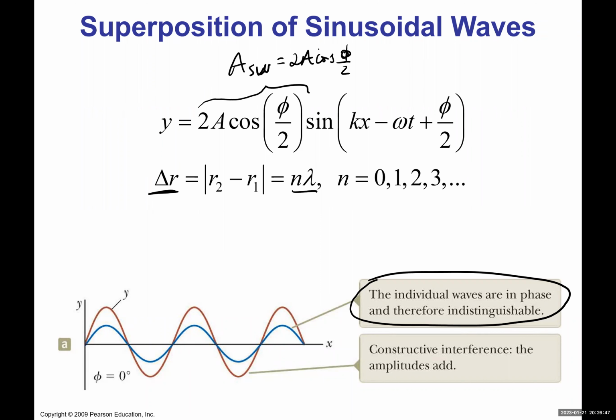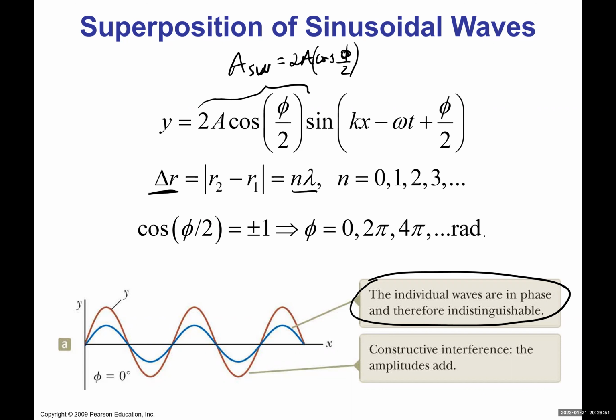So that means you have to look at the cosine phi over 2. So what we have here is when cosine phi over 2 as a term equals 1 or -1, then you technically get maximum amplitude for the superposition wave. That means it's equal to 2a. That means when cosine of phi over 2 is equal to plus minus 1, then you get constructive interference and the amplitudes add. Well, for that to happen, the phase constant phi has to be 0, 2 pi, 4 pi, and so on and so on radians.